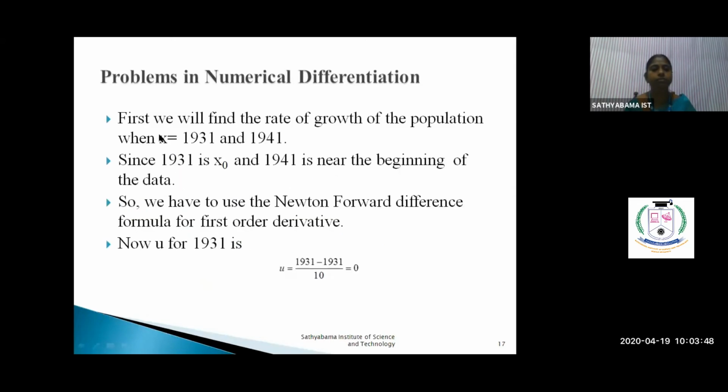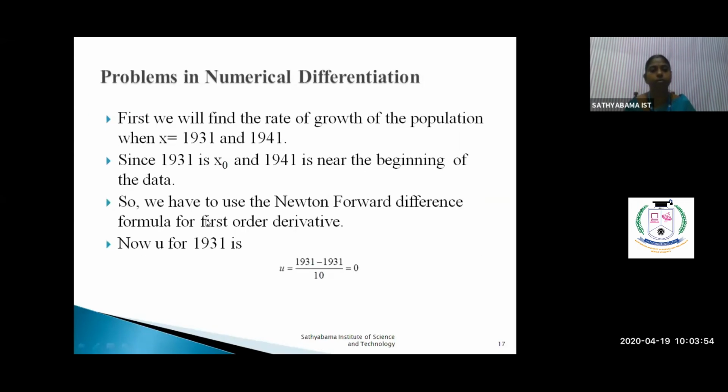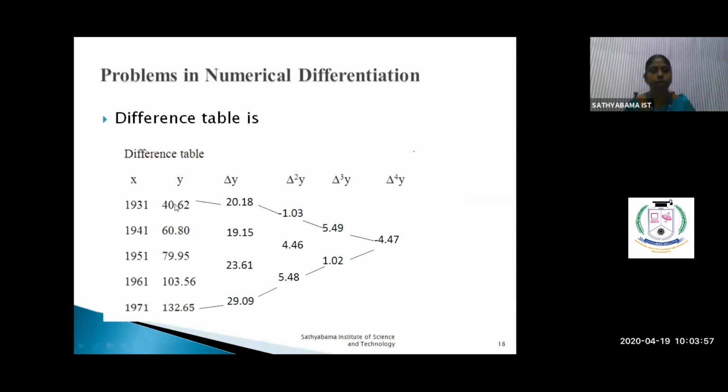Now you take your x value. X values are the year. Y values are the population. So that is given. Now we find out delta y, first order difference, second order difference, third order difference, fourth order difference. What is my first order difference? That is 60.80 minus 40.62. That is what is written here. Like this 79.95 minus 60.80 is written here. You are finding the differences of these y values and you will get delta y's. So it becomes delta y naught.